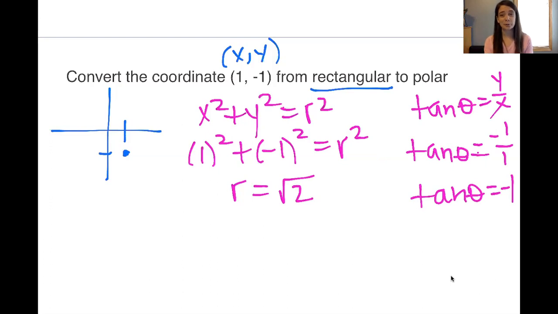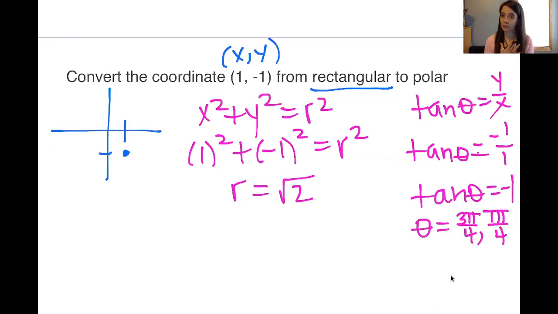Back in Unit 4, both Ms. Cronky and I said, hey, you're going to use the unit circle for the rest of the semester. And here it is again. The tangent is equal to negative 1 actually in 2 different places. We know that the tangent is equal to negative 1 at both 3 pi over 4 and 7 pi over 4. Well, how do we know which one to pick?